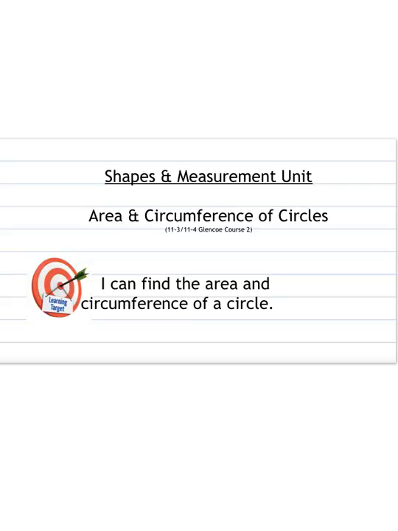Hello, 6th graders. We are on area and circumference of circles, and this is 11.3 and 11.4 out of your textbook. And our learning target today is I can find the area and circumference of a circle.